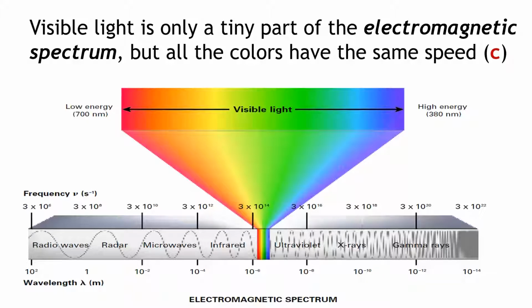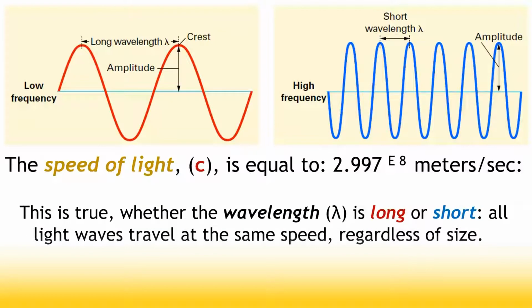Here we use the symbol lowercase c for that speed. Why c? Because the speed of light in a vacuum is a constant. Now, since this constant is true, that means that it's essentially the same speed throughout the universe. And this speed here shown is 2.997 E8. That speed is basically 300 million meters per second. And this is true whether the wavelength is long or short.